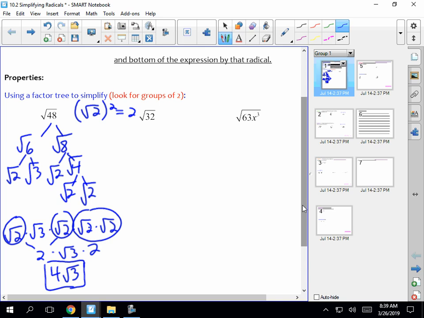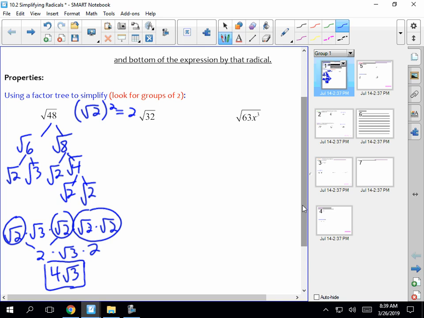We got the 4 by taking 2 times 2, and the 3 is what's left over. And if there were other things under radicals that didn't have a pair, we would multiply them all together. Okay? Have you guys seen this before? Have you done it? Nobody? Did you guys do this last year? Okay, you may not have done it.